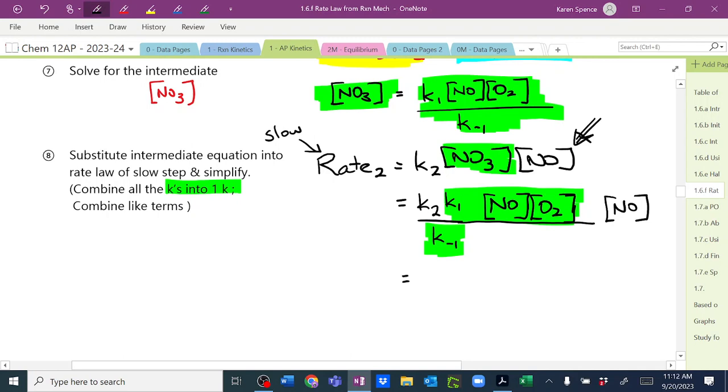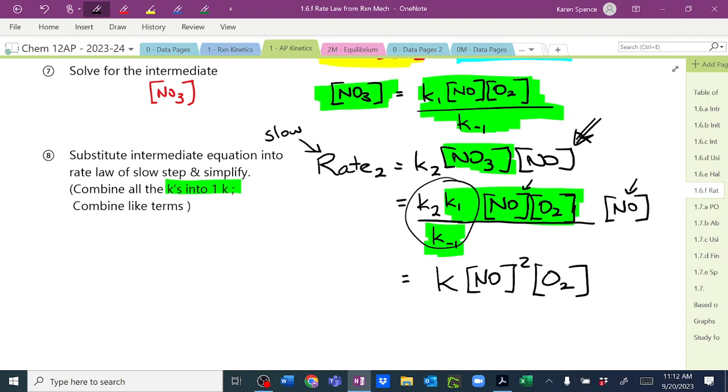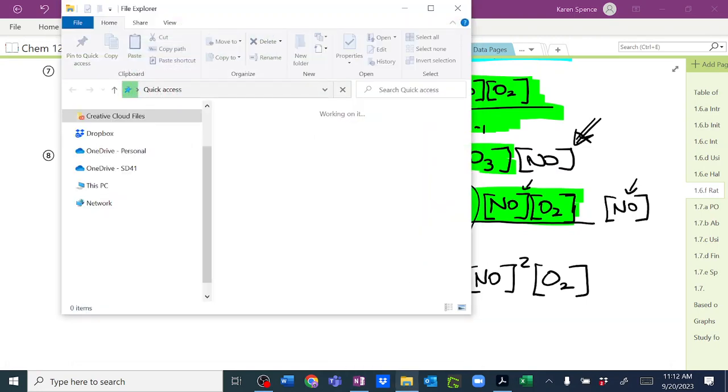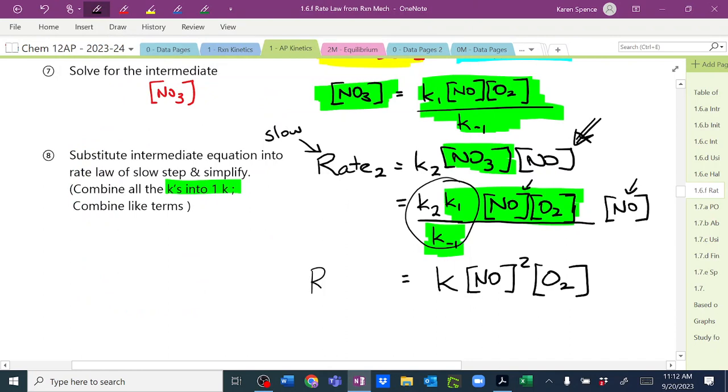And now we say, yuck to all those Ks. Let's just take those and make those a K. Times NO squared, times O2. NO is a reactant. O2 is a reactant. So now we have the overall rate is equal to K times NO squared times O2. And that's it. You're done.